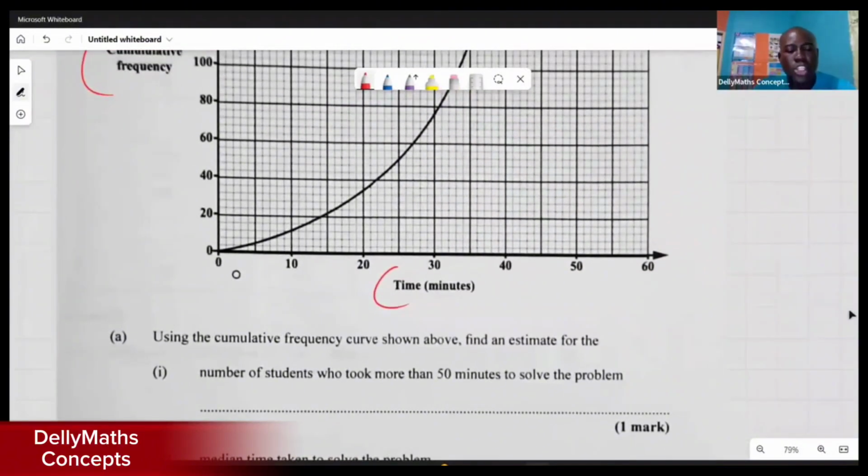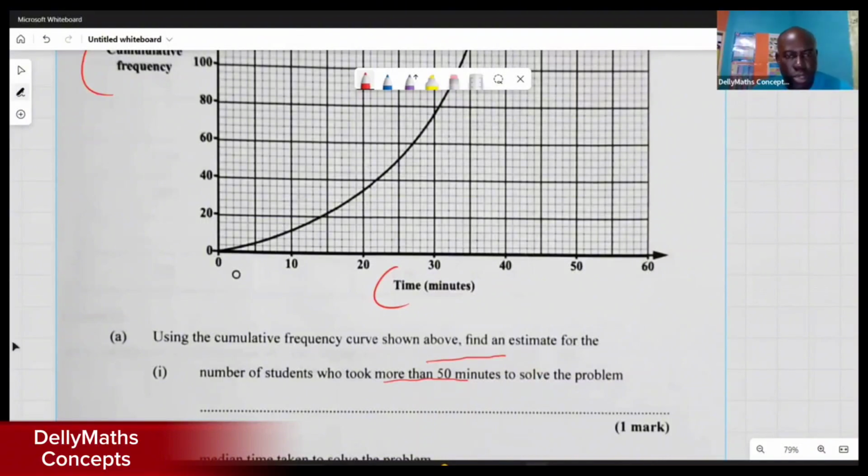First question says, using the cumulative frequency curve shown above, find an estimate for a number of things, right? So we want to find an estimate for the number of students who took more than 50 minutes to solve the problem. So they took more than 50 minutes. So we want to quickly deal with that.